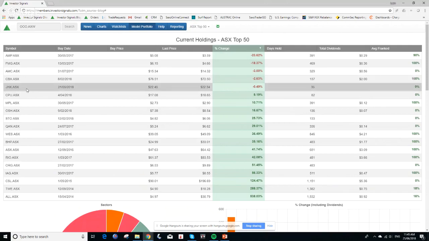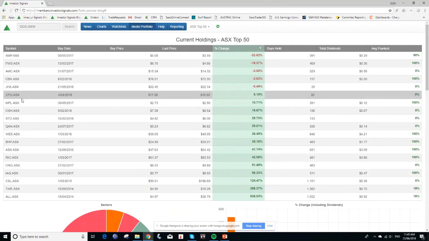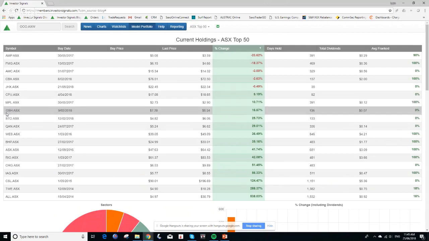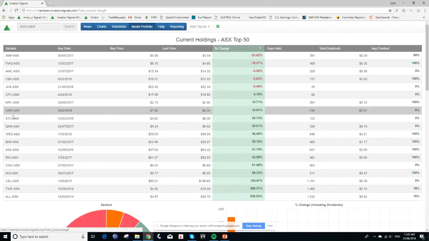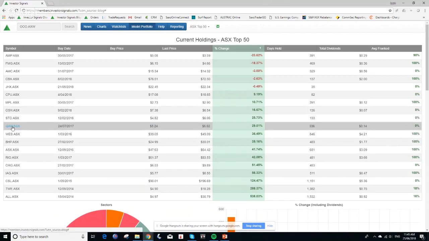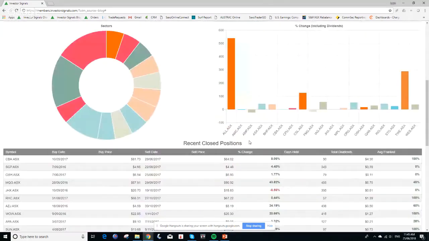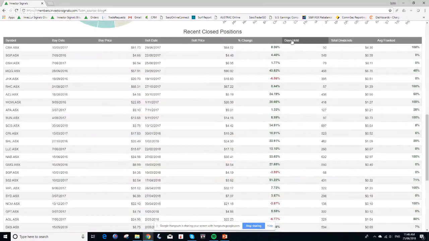So Amcor, CBA. James Hardie was a recent addition to the model. Computershare and Medibank. This year, probably the standout additions to the portfolio have been Oil Search and Santos. Qantas has done very well. Also, it's up 30%.